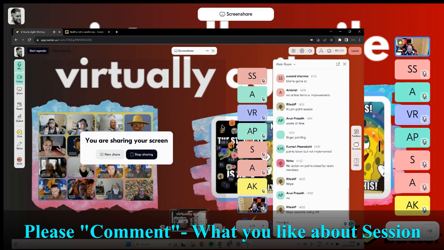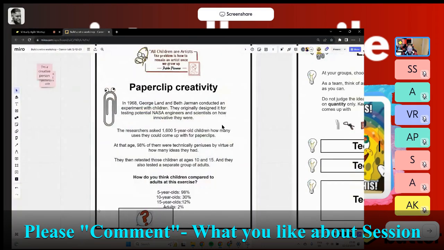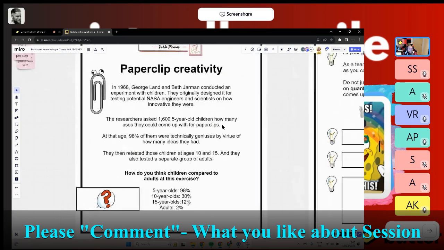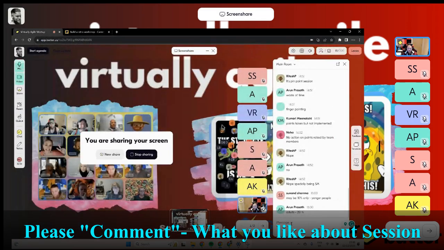So lots of you furiously typing away. 10% only, okay, for the younger people. Adults, 20%. Okay, let's see the data then. So at 5 years old, 98% were geniuses. At 10 years old, 30%. At 15 years old, only 12%, and adults, just 2%. So I'm going to invite you for a moment. Just come off chat if you want to share aloud. What reasons do you think there are for people getting less creative as they get older?